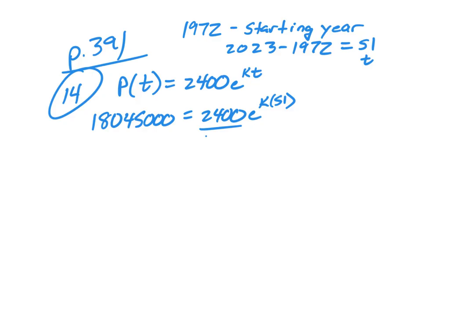So the first step is we have to get rid of that 2,400 out in front, so we're going to divide by it. And you're going to need your calculators out for this, obviously. You're going to deal with some big numbers here.